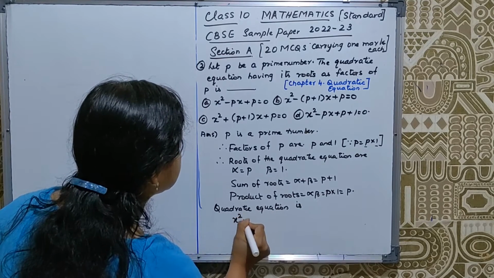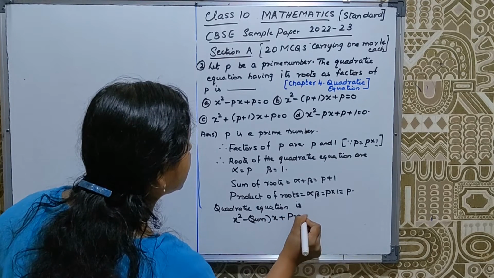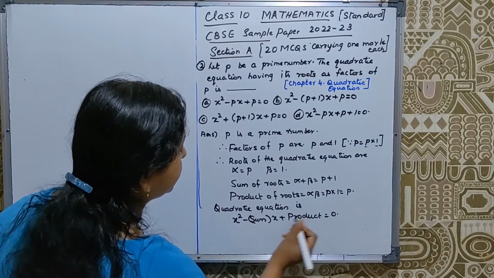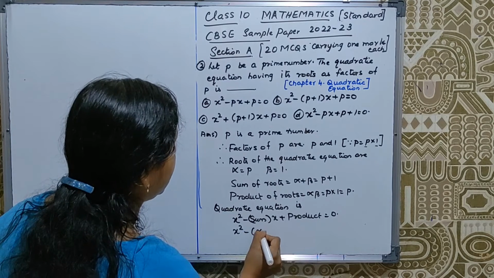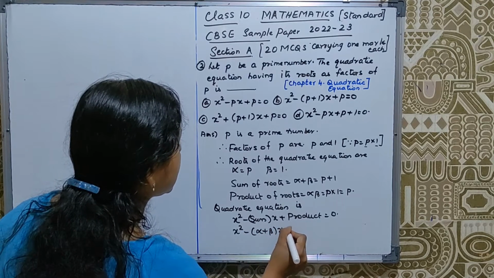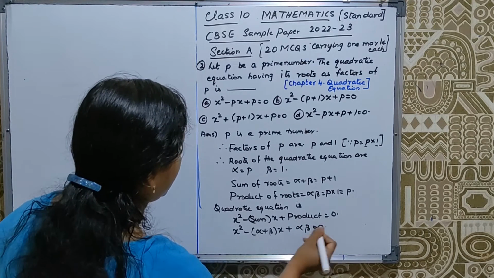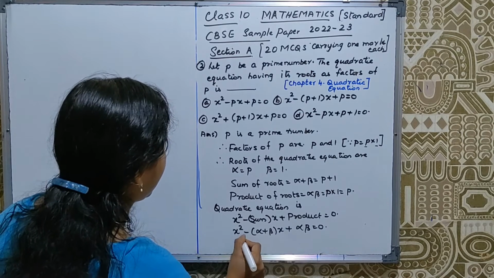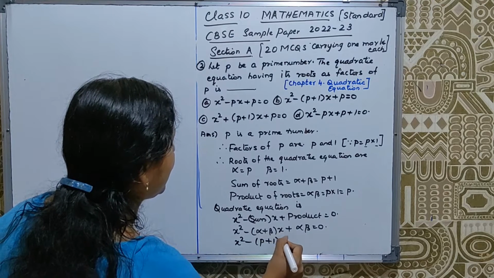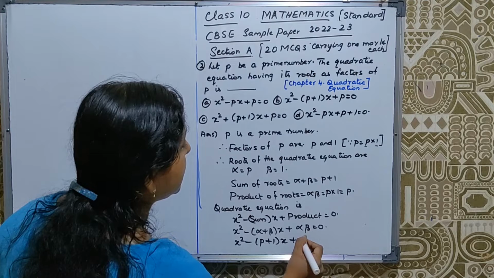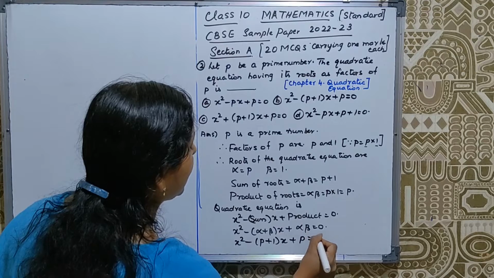x squared minus sum into x plus product equal to 0. So x squared minus, if you want to specify in terms of alpha and beta, alpha plus beta into x plus alpha beta equal to 0. So that will be equal to x squared minus, alpha is P, beta is 1, into x plus alpha beta, that is alpha beta, or actually you got alpha beta is P, equal to 0.